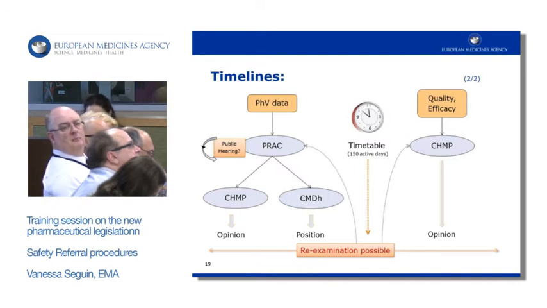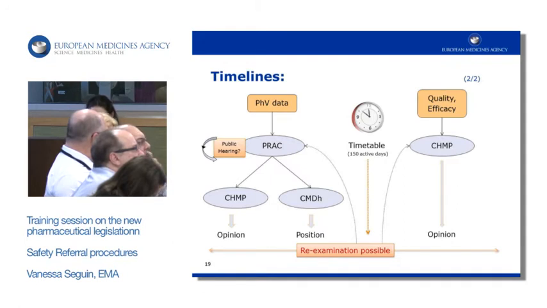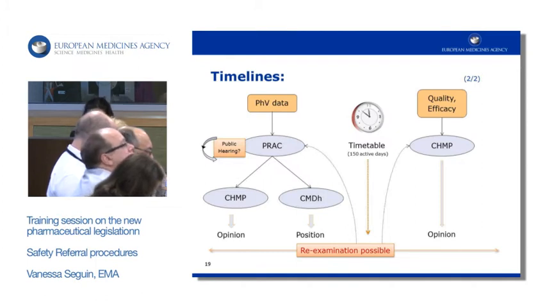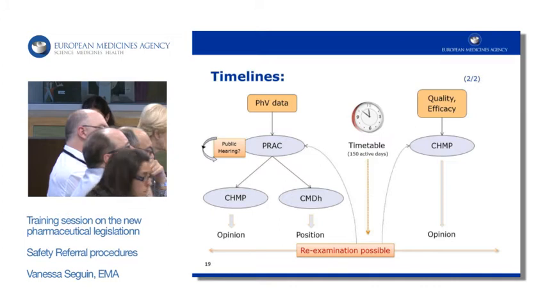In parallel, exactly the same, but as I said, divided in a different way. The timetable of 150 active days will apply for CHMP to reach an opinion when the Article 31 is triggered based on quality and efficacy data. Just one point that I found of interest for you to know is that the re-examination is possible, as I said, in both, but the re-examination is foreseen to happen at PRAC when it's a safety Article 31, and it's foreseen to happen at CHMP when it's a quality efficacy Article 31.